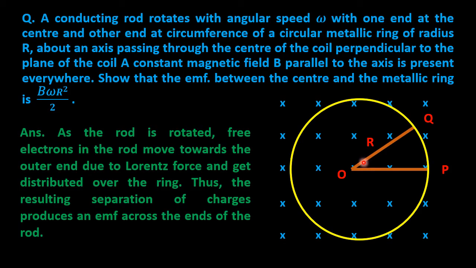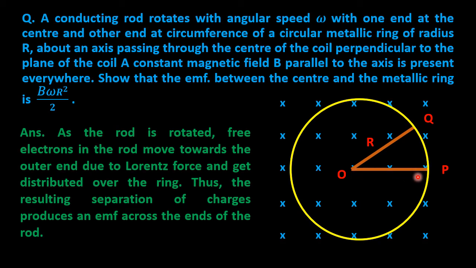As the rod is rotated, free electrons in the rod move towards the outer end due to the Lorentz force and get distributed over the ring. Thus, the resulting separation of charge produces an EMF across the ends of the rod. What happens while rotating is, inside the conductor there are free electrons, and due to the rotation the electrons get deflected towards P. So here the concentration of free electrons will be more, and here the concentration will be very less. Due to this separation of charge, EMF will be induced in this conducting rod.